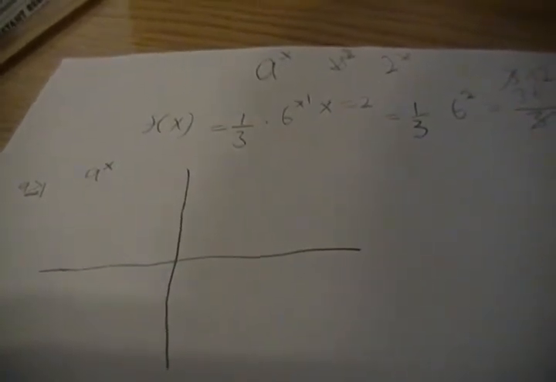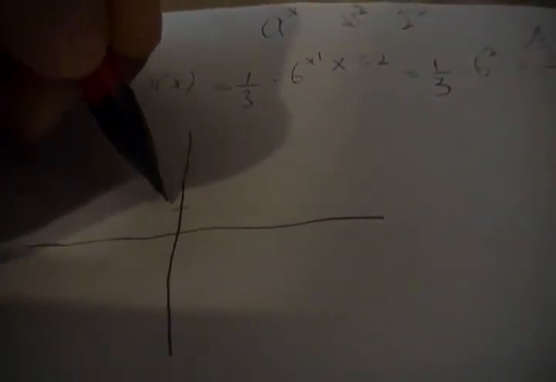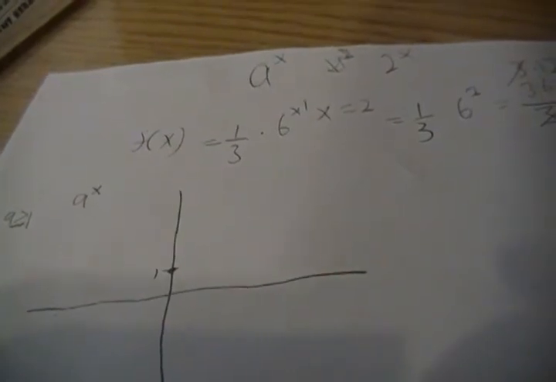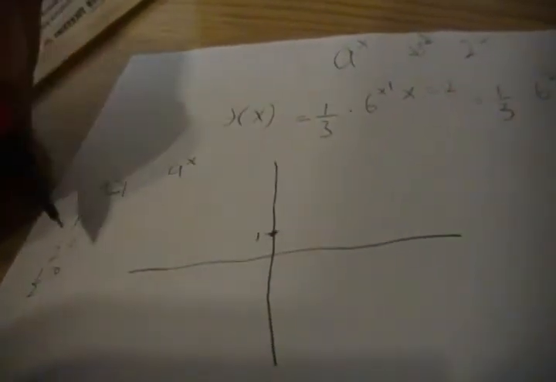Then the function looks like this. All exponential functions go through this point right here, 1. At 0, it will always be 1, because a to the power 0, for example 1 to 0, or 2 to 0, or even 1/2 to 0. Anything to the 0 power is always going to be 1.